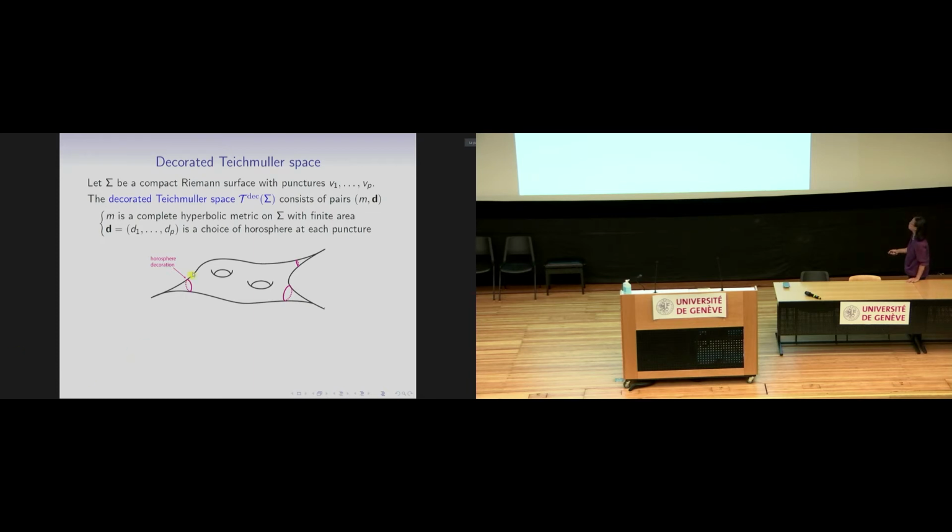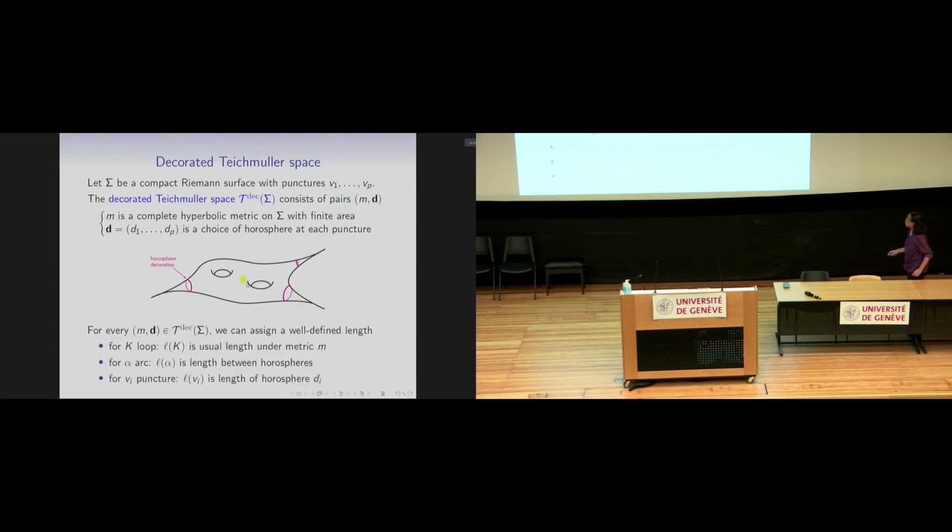So literally, you should think, okay, there's some shape of the surface, and then around every puncture, you're going to pick a loop, right? And you can pick it big or small, you choose. Okay, so every point in the decorated Teichmüller space comes with a metric and a choice of these red loops. Now, the advantage of this is that, as before, if I have a loop in the middle, then I have a well-defined length from just the metric. But because of these horosphere decorations, I can now also measure the lengths of curves that go from one puncture to the next. And just for fun, I'll also throw in the lengths of vertices, given by the length of the horosphere there.